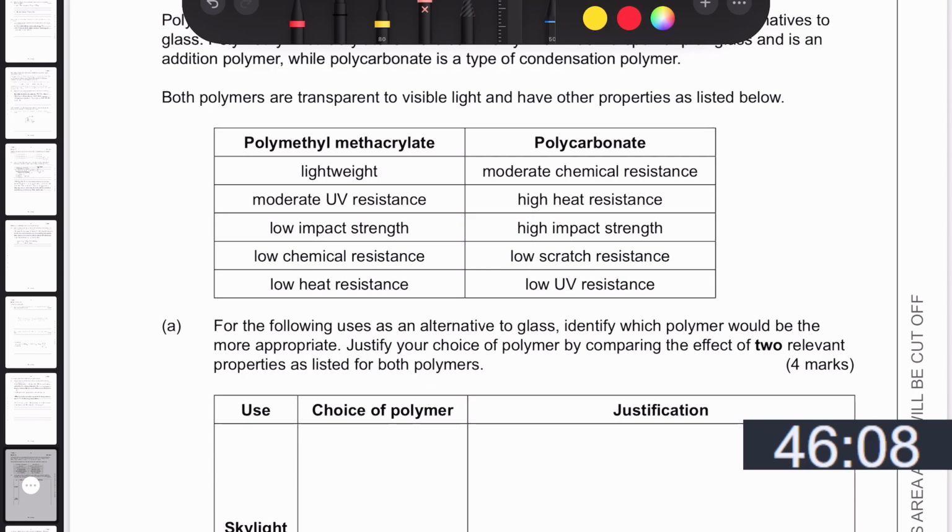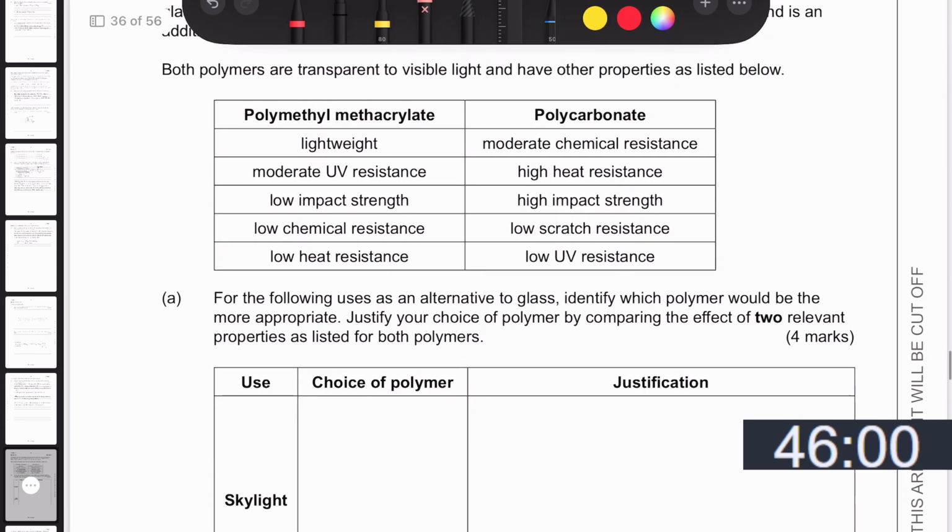Skylight. So probably you want to use the polymethyl methacrylate for skylight because it has more UV resistance.